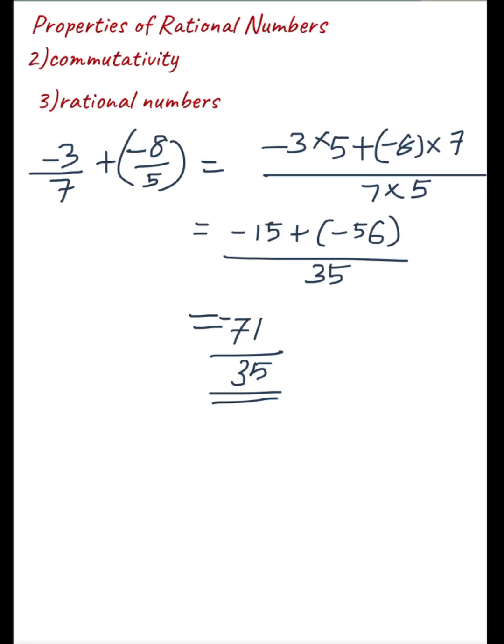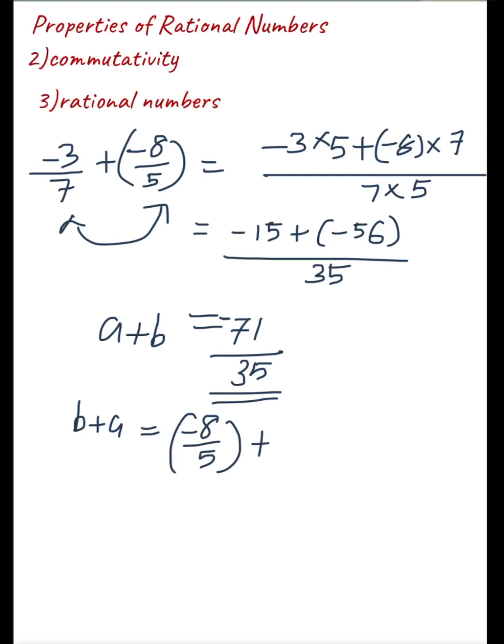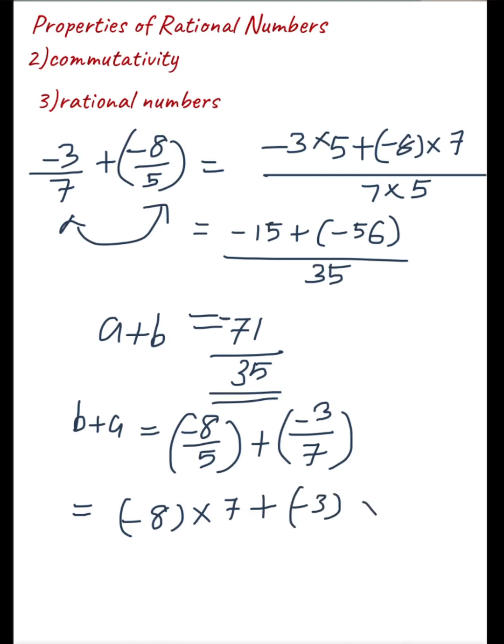Minus 71 by 35. Now, let's interchange it and add. That is B plus A. This was A plus B. Now, let's see B plus A, which is equal to minus 8 by 5 plus minus 3 by 7. Just reverse it and add. So, cross multiplying will give minus 8 into 7 plus minus 3 into 5, divided by 5 into 7.